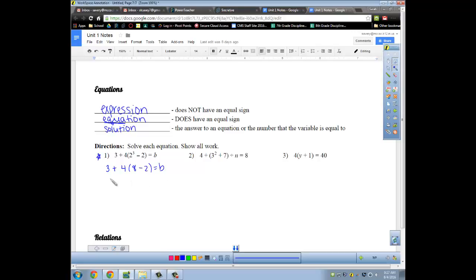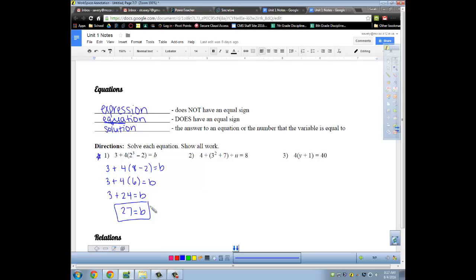And I still have these parentheses, so I'm going to do 8 minus 2 is 6. Now, I still have parentheses, but this set of parentheses is just telling me that the 6 is getting multiplied by the 4. So I'm going to go ahead and do that. 4 times 6 is 24. And 3 plus 24 is 27. So b equals 27. So that is the solution.